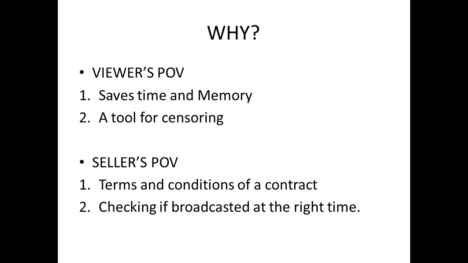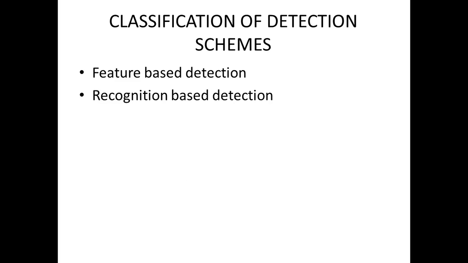So we'll start off with why we're doing this. From a viewer's point of view, it'll save a lot of time and memory if you remove a particular commercial from a recorded video. It can also be used as a tool for censoring. From a seller's point of view, it can be used to check if the terms and conditions of a contract have been fulfilled, and also for checking if the particular commercial is being broadcast at the right time. The classification of detection schemes is done into two.